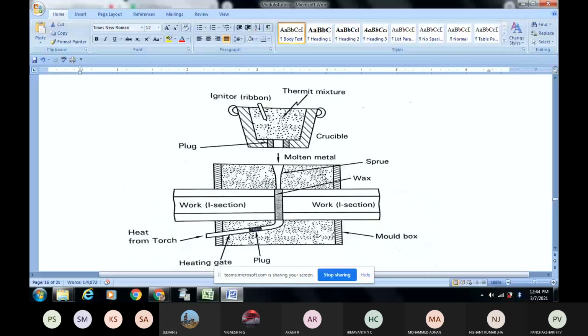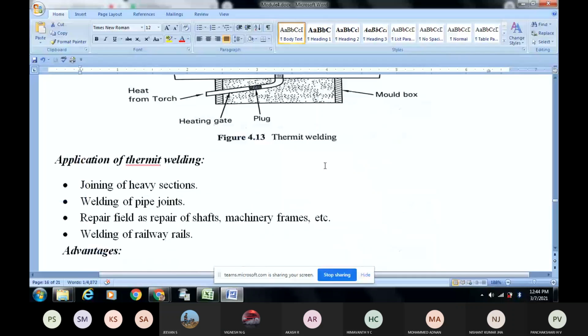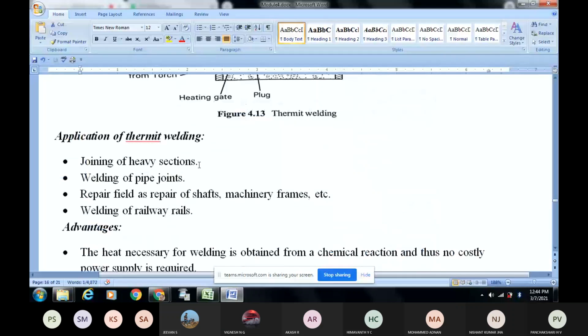Applications. Where do we use this? Thermit welding is used for joining of heavy sections, like I just told, and heavy pipe sections are one example. If a crack is there, we use it, or if a new joint is to be made, not only for cracks, then also we use the same thing. Welding of pipe joints, thicker pipes, there also we do the same thing.